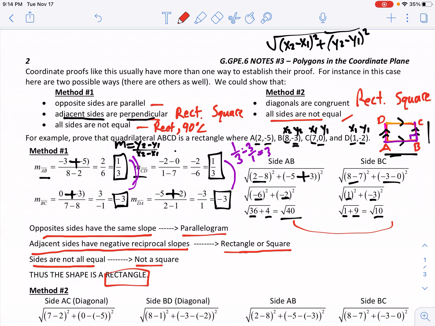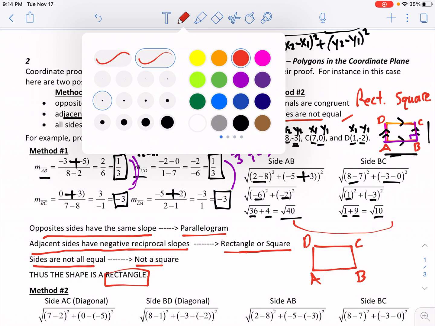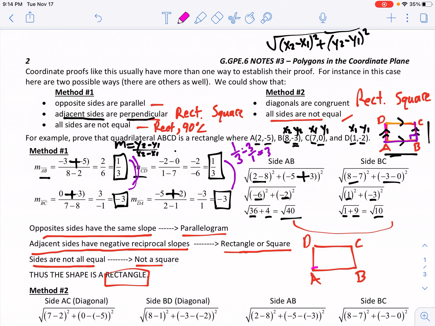Now that's method 1. Method 2, I know it seems like a lot of work here, could be a little shorter, okay? We want to look at the diagonals. So if we're looking back at our shape, let's just redraw it. We have A, B, C, and D. Now we're looking at the diagonals. So instead, we're looking at AC, and we're looking at DB or BD. If we can show that those diagonals are the same, then it has to either be a rectangle or square.